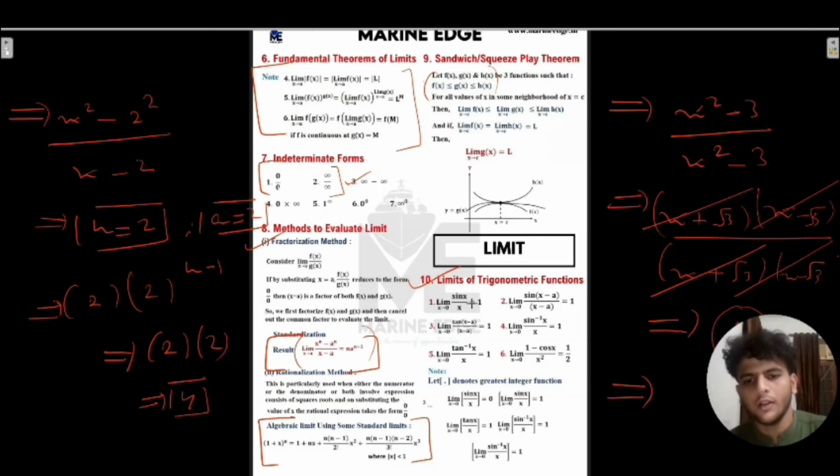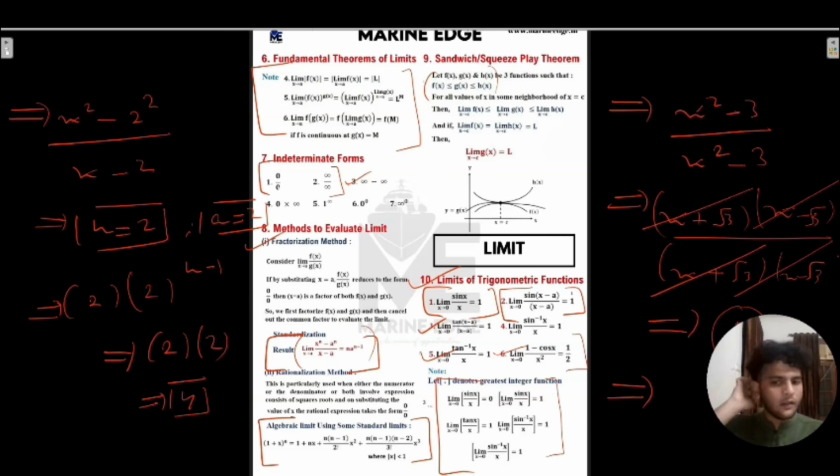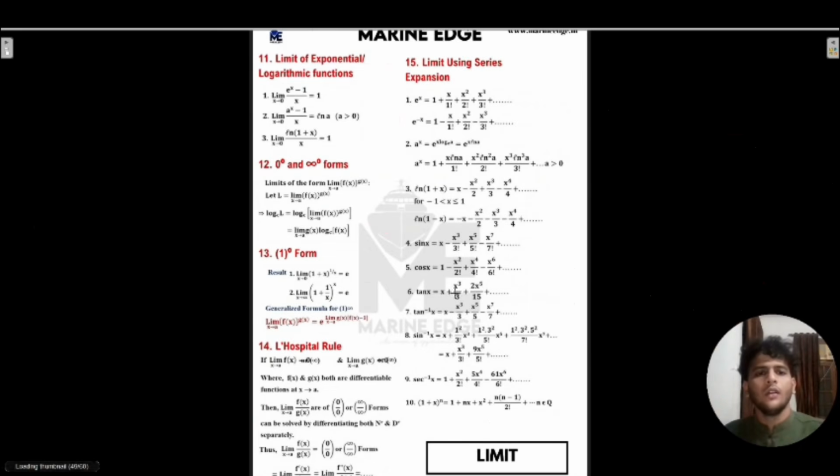The limits of trigonometric functions: limit x tending to 0 of sin x upon x is equal to 1, limit of x tending to 0 of (x minus a) upon (x minus a) is equal to 1, limit x tending to 0 of tan x upon x is also equal to 1, limit of sine inverse x upon x is 1, and there are also corresponding results for these functions. So we have to take good care of them. This is for the results of the greatest integer functions, and you can also take a good look at them.